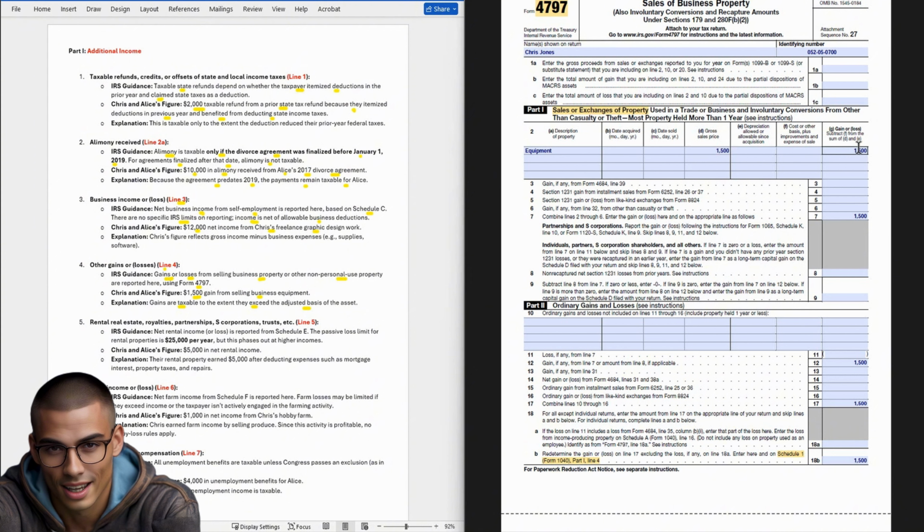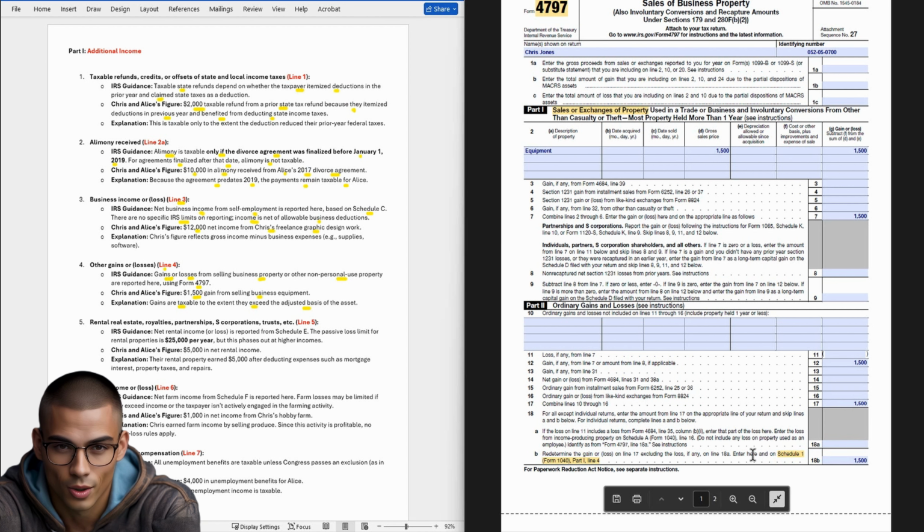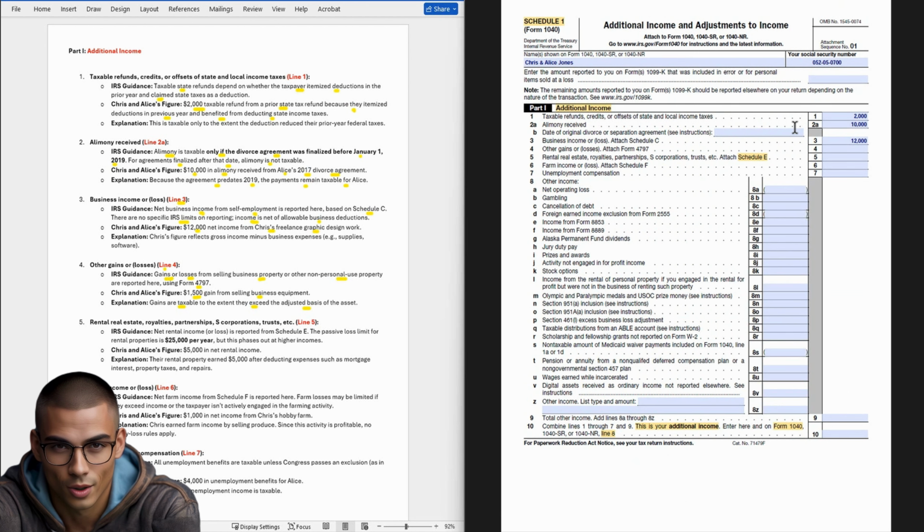So he reported a gain of $1,500 on this equipment, and we carry it down all the way to the bottom, and we can see here that it goes on Schedule 1, Form 1040, line 4. So we go back to Schedule 1, Form 1040, line 4, and we enter the $1,500 gain that Chris had for the sale of that equipment.